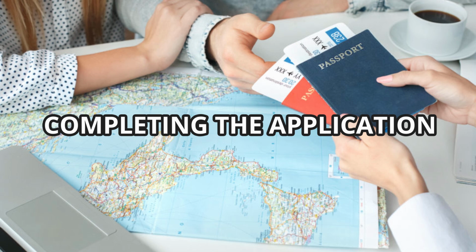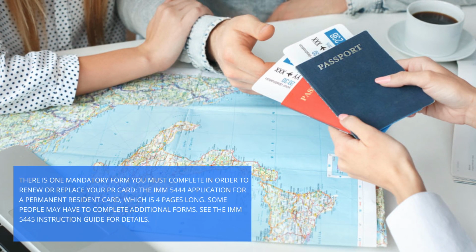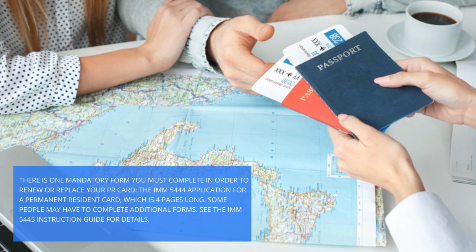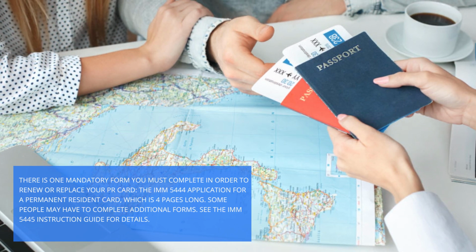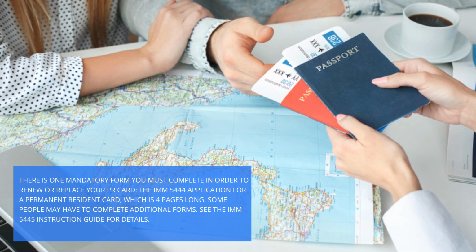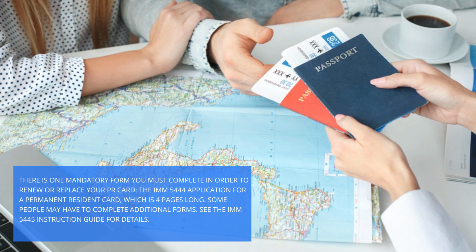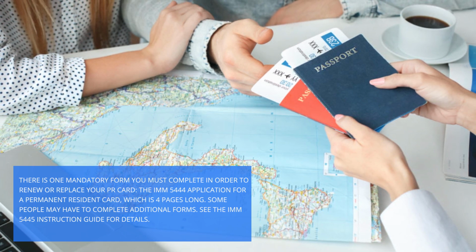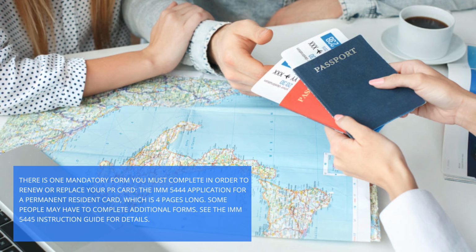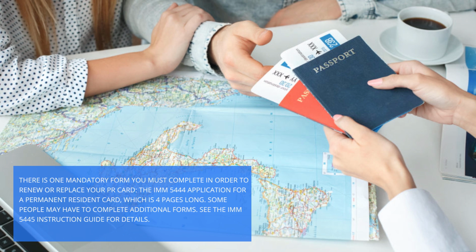Completing the application. There is one mandatory form you must complete in order to renew or replace your PR card: the IMM 5444 application for a permanent resident card, which is 4 pages long. Some people may have to complete additional forms. See the IMM 5445 Instruction Guide for details.